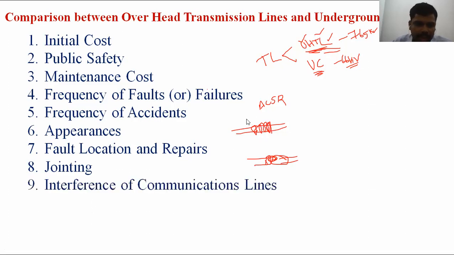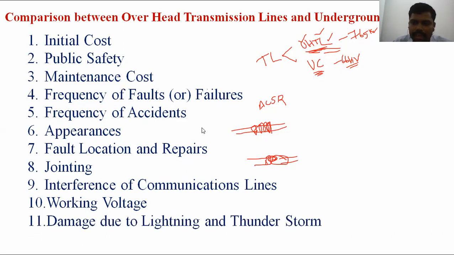And another one, interference of communication lines, that is radio interference signal. Underground cable is not affected by the interference signal, but the overhead transmission line is affected. The working voltage. In the overhead transmission line, the operating voltage is 440 volt up to 765 kV. But in the underground cable, you can use up to 66 kV without insulation problem. Beyond 66 kV, if you transfer 132 or 220 kV, the insulation problem occurs.